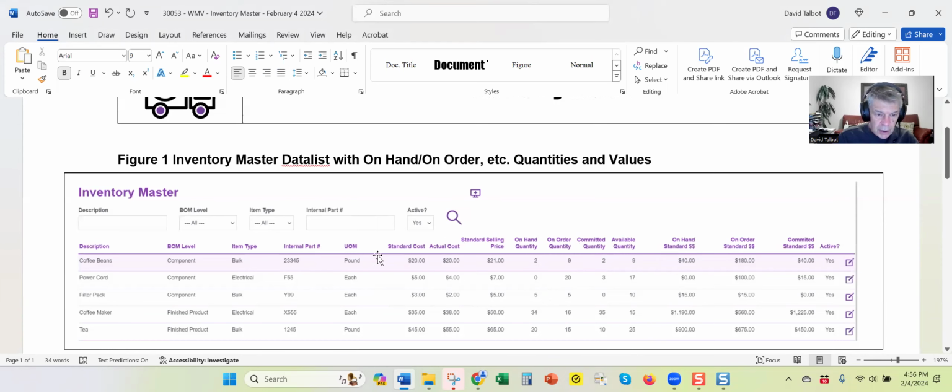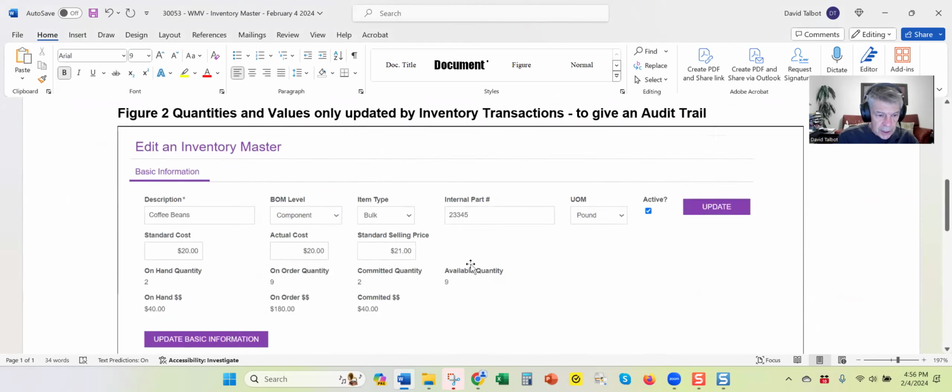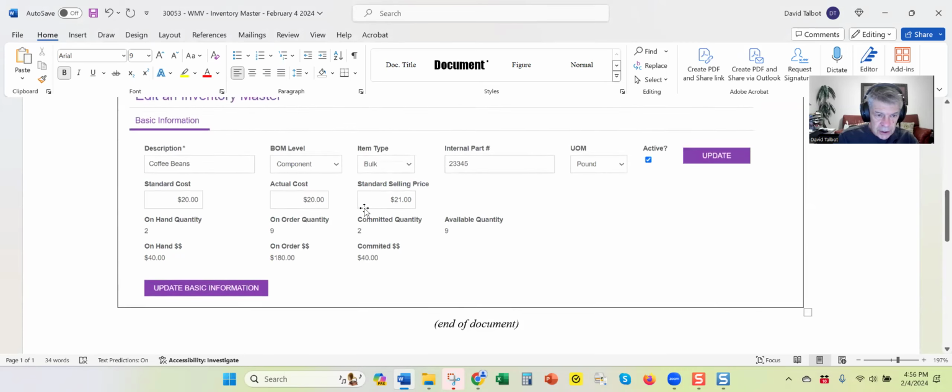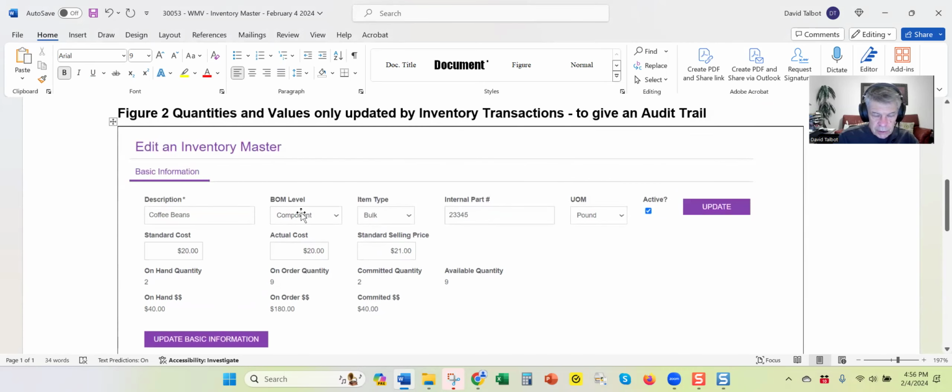So we have the inventory master, and then the quantities and values are updated only by transactions, and then we have a bill of materials. And so that gives you a pretty good starting point for a fairly complicated inventory, but we will need to do some work to totally fit this to your requirements.